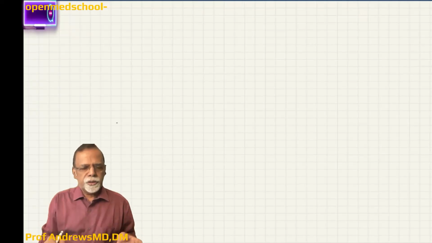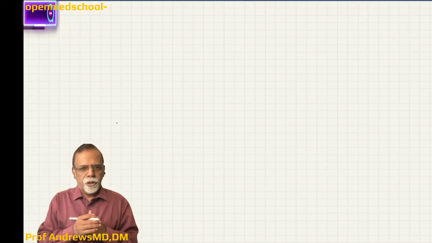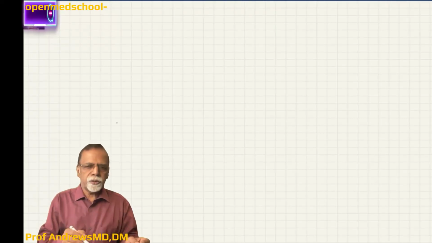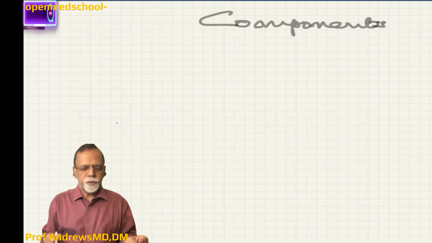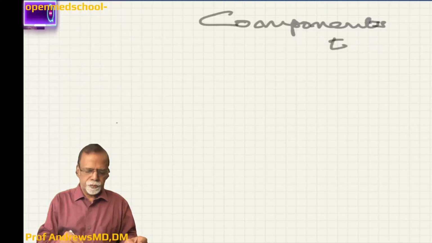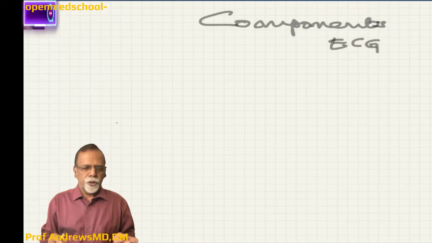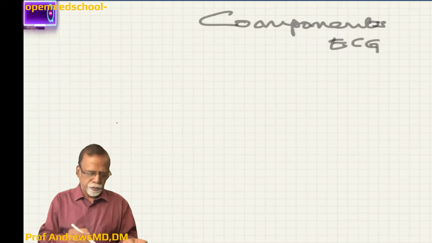In the last session, we discussed the lead systems. Today, we'll be discussing the components of a normal ECG. All of you take a bit of paper and start practicing by drawing.